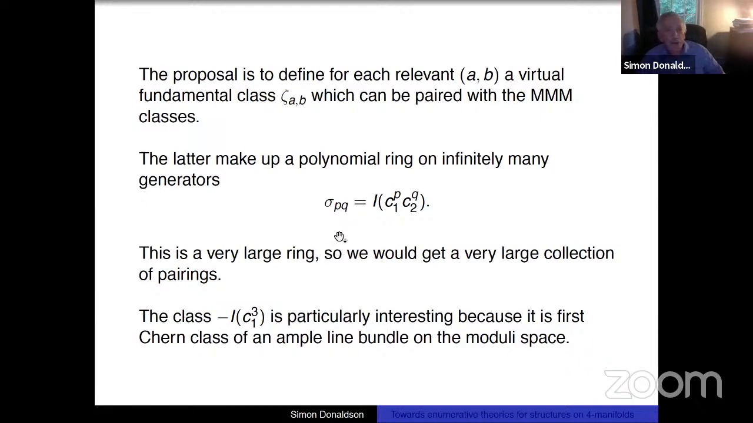So we would get a huge collection of numbers if we did. But maybe we don't. Maybe that's too ambitious. Maybe only some of these are well defined or could be calculated. But for example, if we take C1 cubed, and apply a construction to that, that gives us a two-dimensional class on the moduli space. And this is particularly interesting because it's the first Chern class of the natural ample line bundle on the moduli space. So we might be less ambitious and just restrict to powers of that thing.